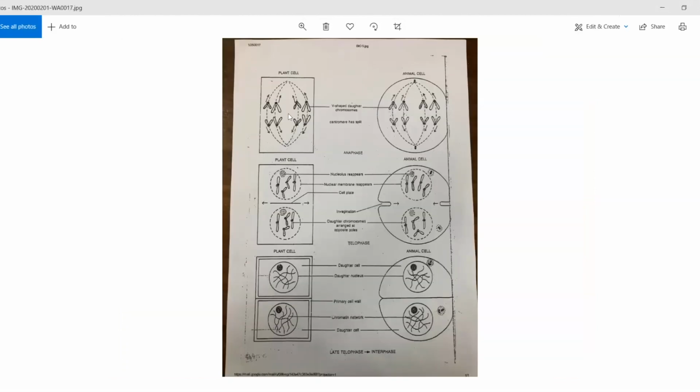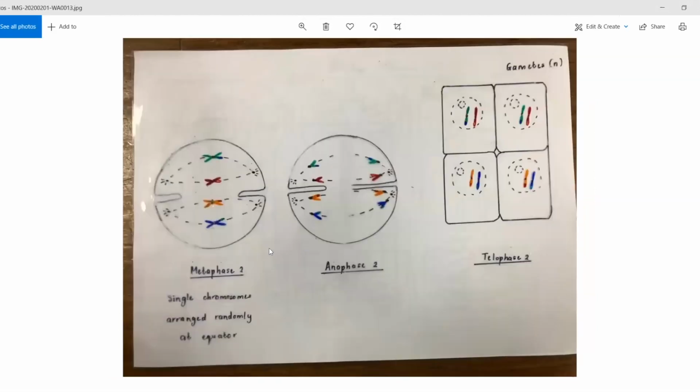Now, the next thing we're going to talk about is metaphase 2. I did not draw prophase 2, but I would like to draw it in any case because I want to do a better job and you need a good lesson.